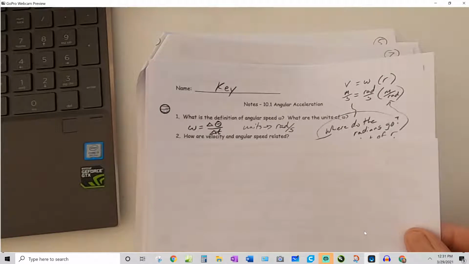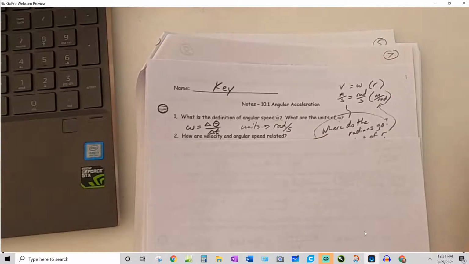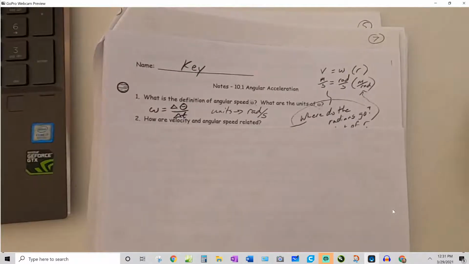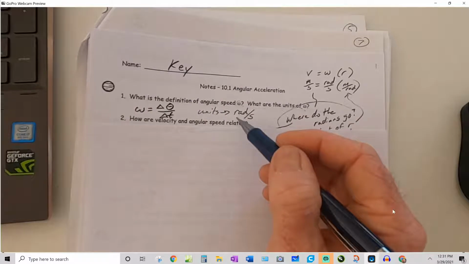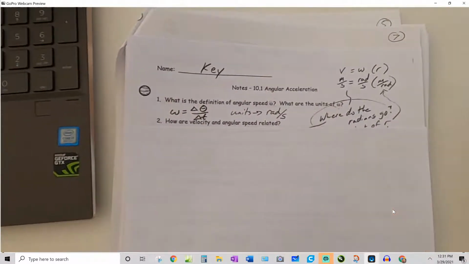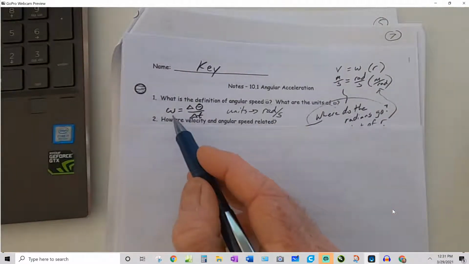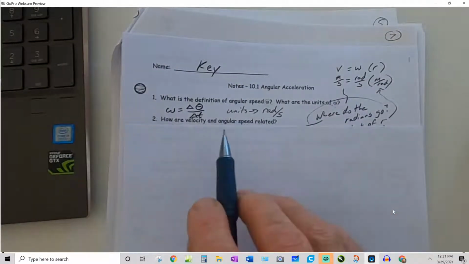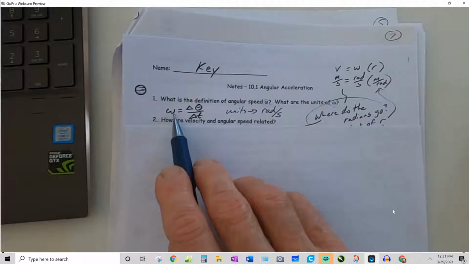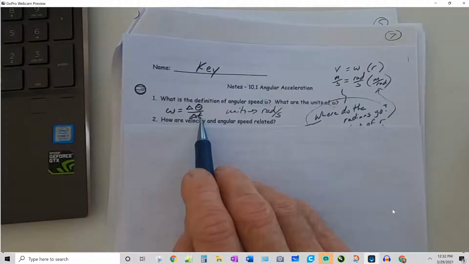So the first thing on here is, what's the definition of angular speed? So this little W, it's kind of unfortunate because we've already got work and we've already got watts, and this looks a lot like a W, but it's an omega, and it stands for angular speed or angular velocity. If you ever need to know whether I'm talking about watts or work or omega, you can just ask. But the definition for omega is change in angle over change in time.